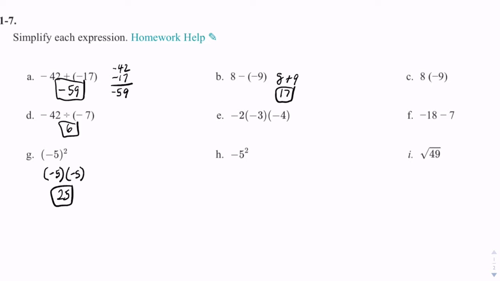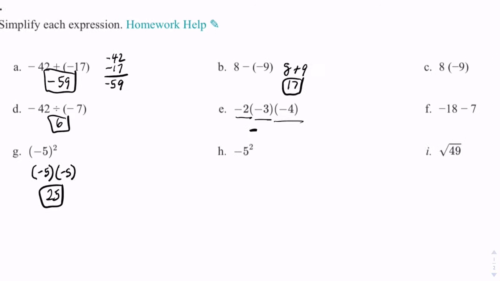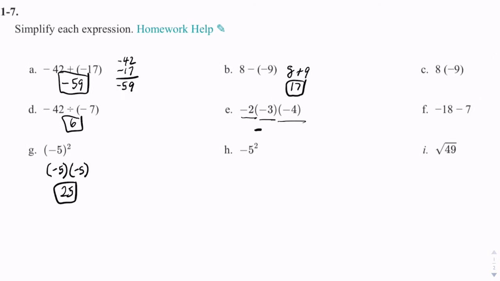For E, I have... For these, I think the easiest thing to do is figure out whether the answer is going to be positive or negative at the end, and then just get rid of your negative signs. So I'm multiplying a negative times a negative, which would give me a positive, and then that positive times a negative, which would give me a negative. So I know my answer is negative now, right? Okay. So now I have 2 times 3 is 6, right? 2 times 3 is 6. And 6 times 4 is 24, so that's negative 24, right?